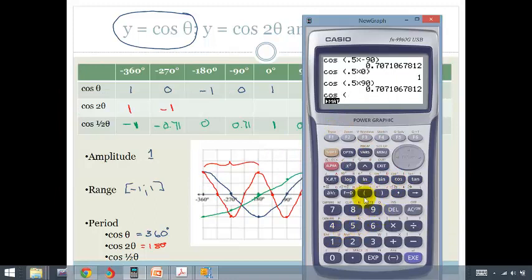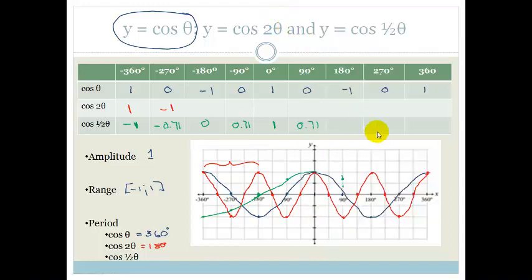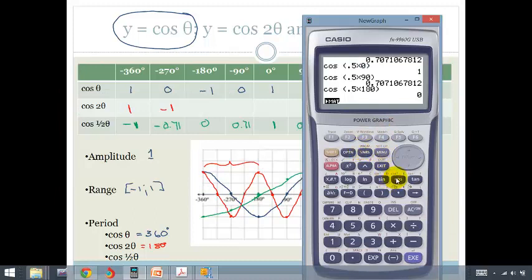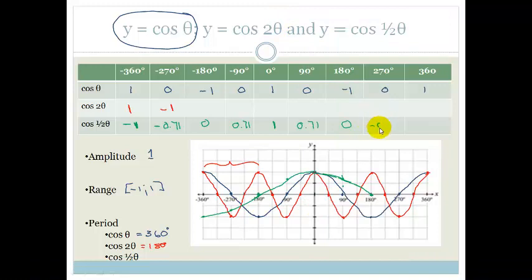Cos of bracket 0.5 times 180, close bracket, is equal to 0. So now we're back at 0, so it goes down here. Okay, so now it's doing that. And what do you think is going to happen? I think it's going to go down, but let's have a check. So if we do that, we've got cos of 0.5 times 270, which is minus 0.71.